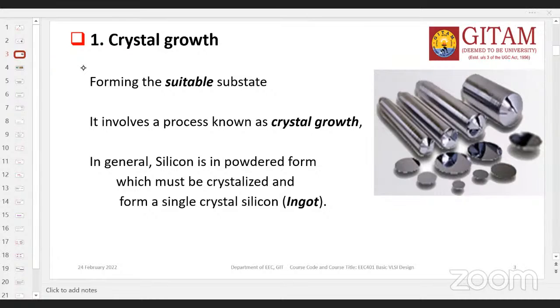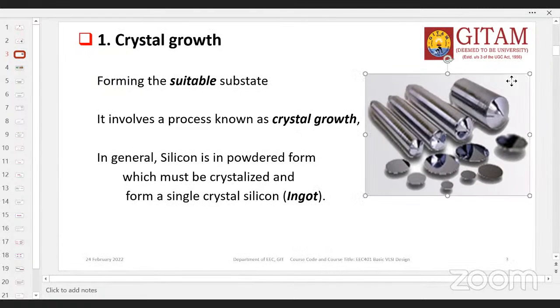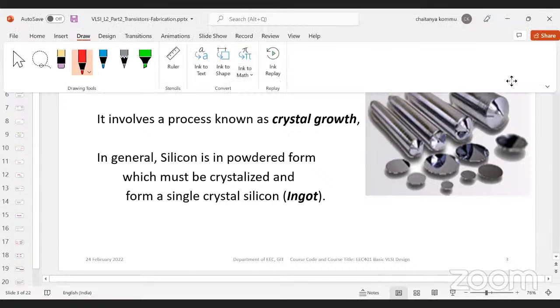Do you know what is the natural form of silicon? The natural form of silicon is a powdered form actually. That must be converted into a single crystalline silicon. Single crystalline silicon means something like this. These are called ingots. Normally we call them ingots.